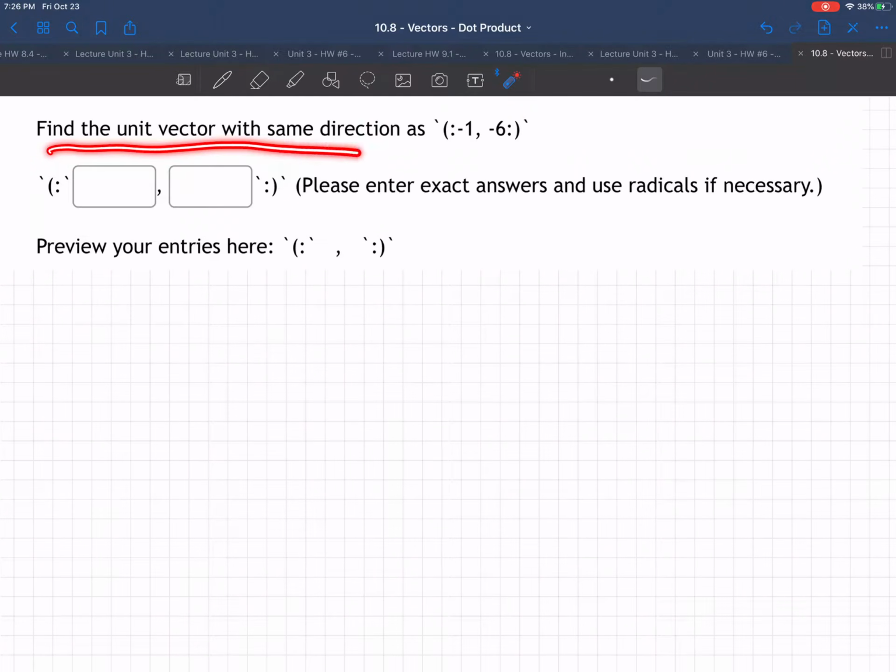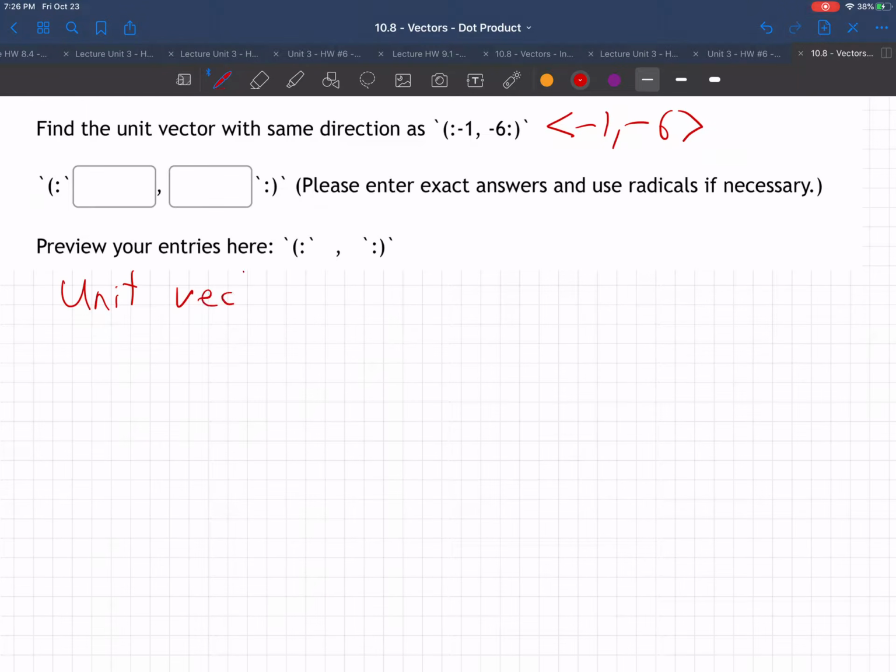Find the unit vector with the same direction as this vector. So that's written, looks kind of funny on this copy. It's -1, -6. So they're asking us to find the unit vector for -1, -6. Let me draw this on the graph.